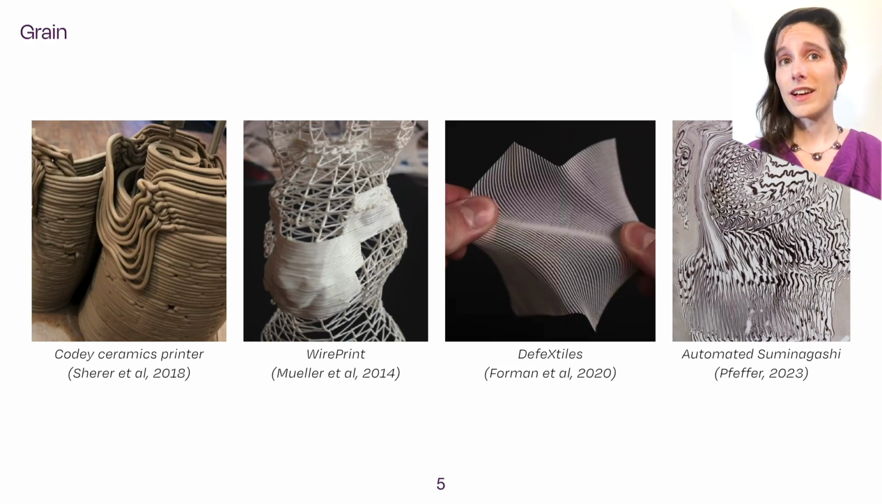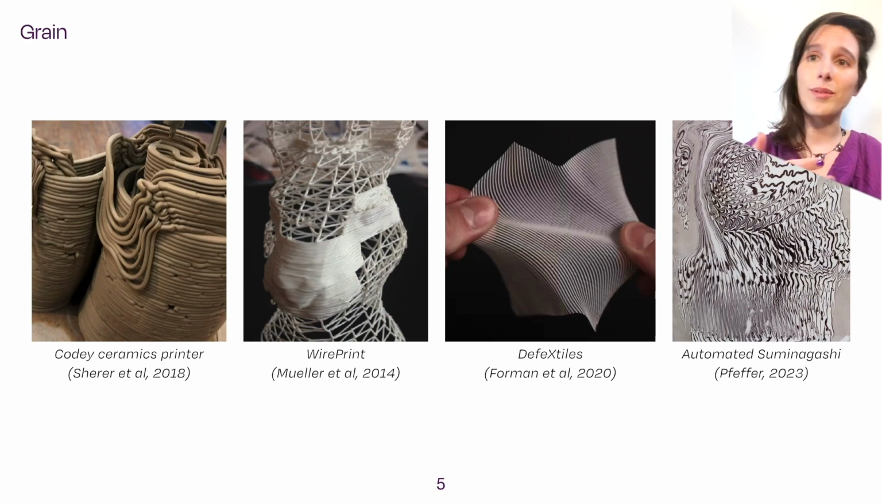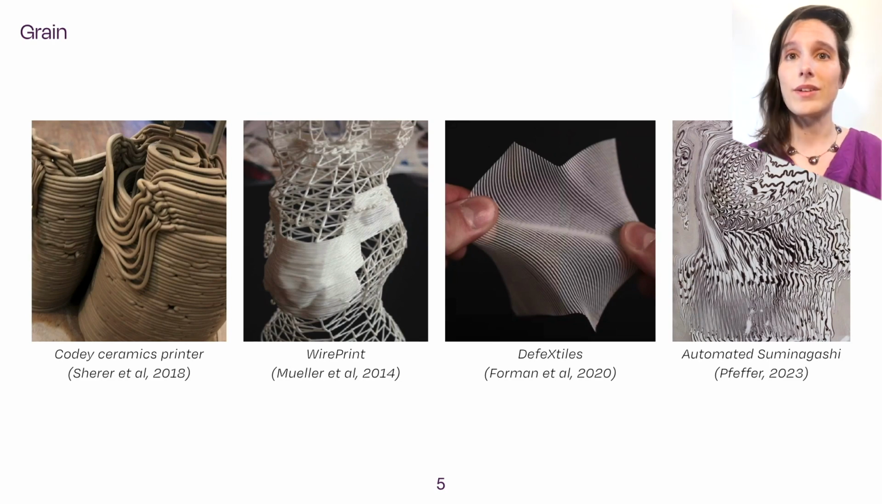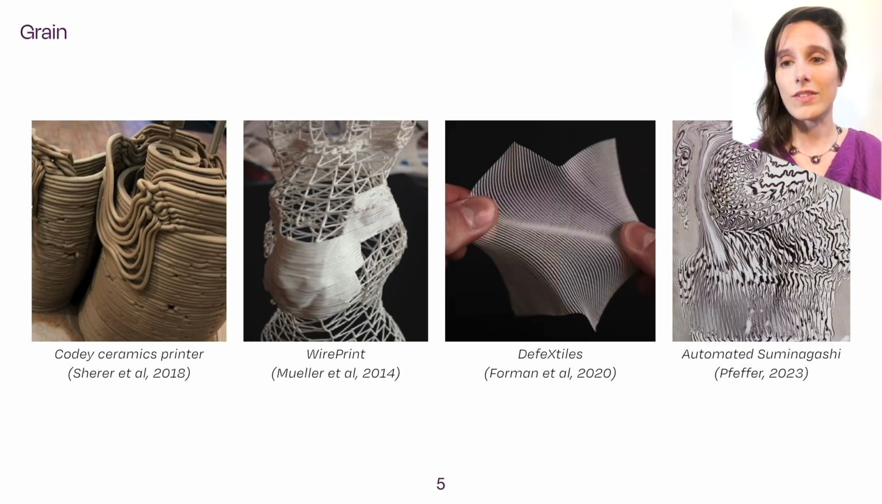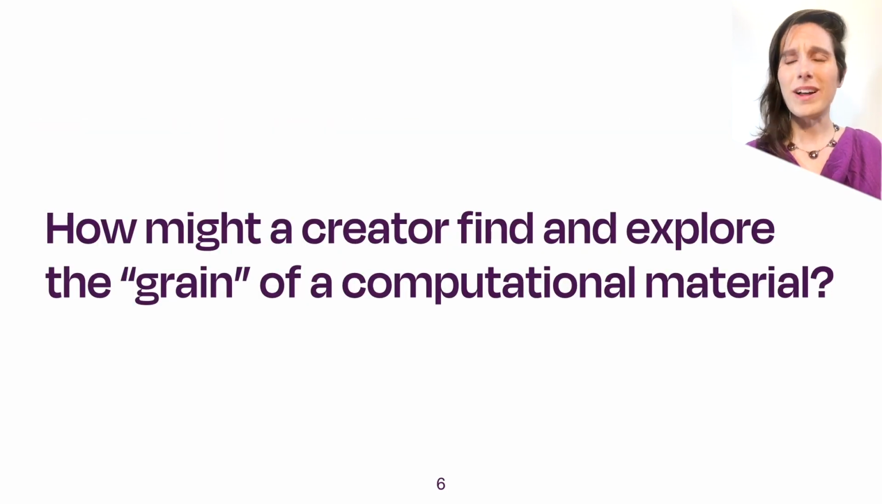Computational materials have grains as well. These are manipulations which are easier or harder within a given process, or they're modes which arise out of similarly low-level interactions between algorithms, machine control, and raw materials. Opportunities for a tremendous amount of creativity can be found in exploring these grains, but they're often abstract or indirect, or they're mediated by fabrication equipment and on-screen interactions. So, how might a creator find and explore the grain of a computational material?